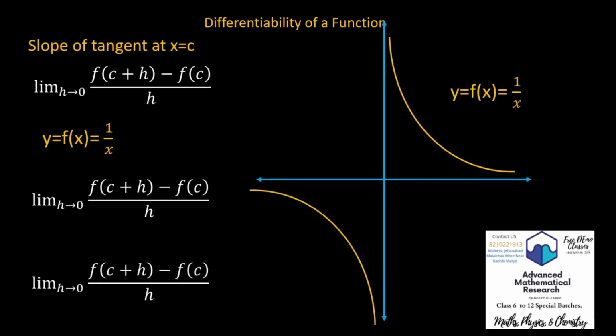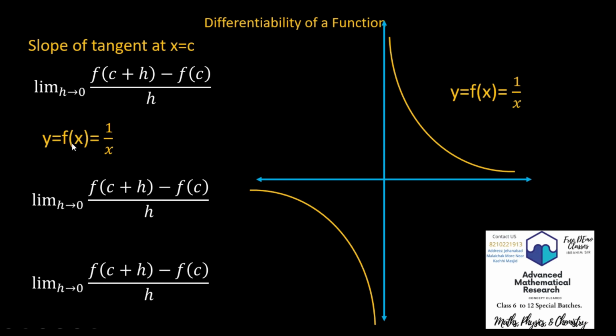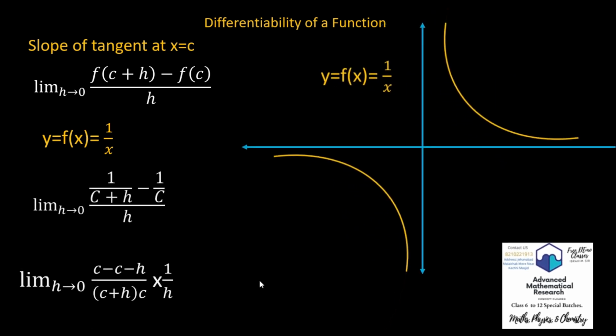Y is equal to f of x is equal to 1 upon x. So in place of f, what are we going to put? Now the function f will become 1 upon x. So here f of c plus h will become 1 upon c plus h, and f of c will become 1 upon c. So replace here. Here the function y is equal to f of x is equal to 1 upon x. So we will apply the formula.